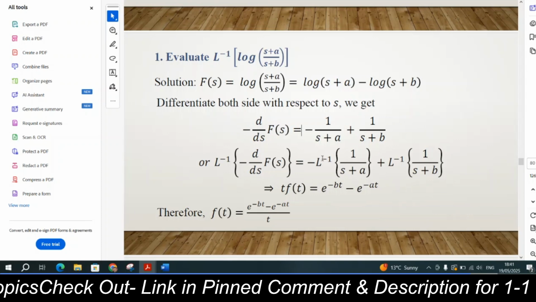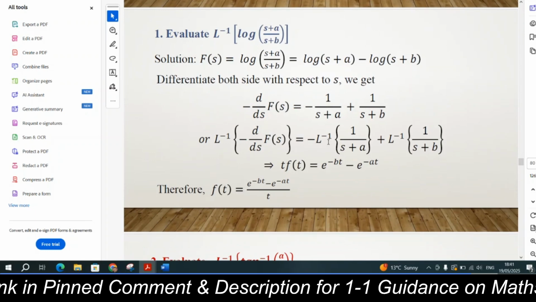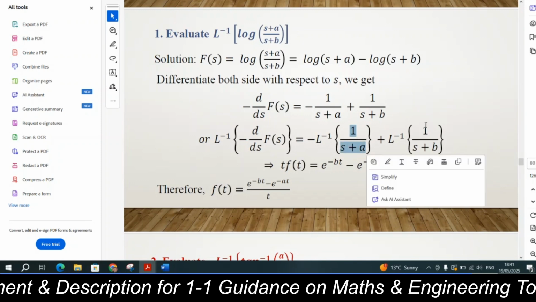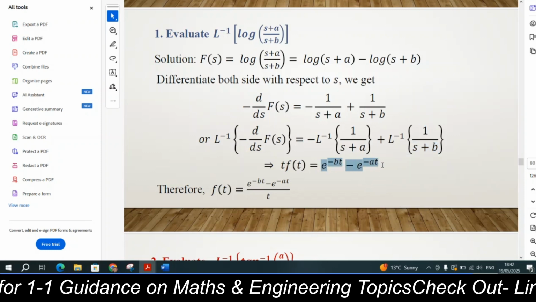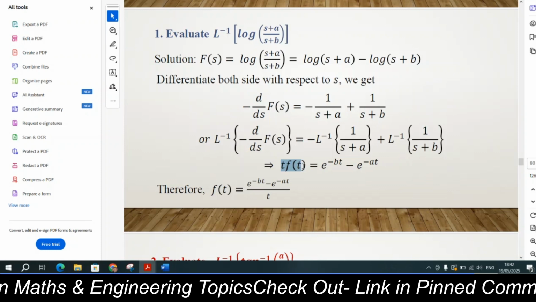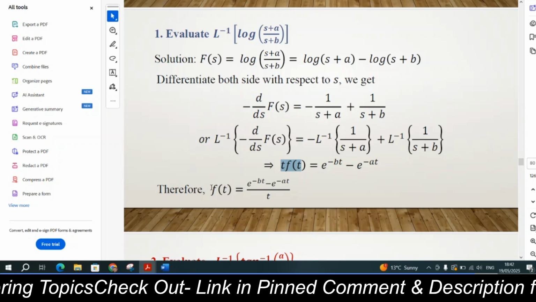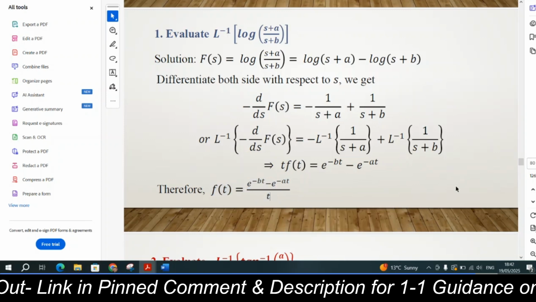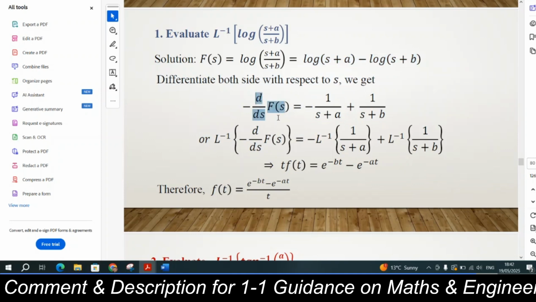Okay, let's look at the problem. Inverse Laplace of log of s plus a upon s plus b. Because it is log of s plus a upon s plus b, it can be written as log of s plus a minus log of s plus b. We can take the derivative of this. The negative derivative will be minus 1 upon s plus a plus 1 upon s plus b. The inverse Laplace of this is minus inverse Laplace of 1 upon s plus a, which becomes e raised to minus at, and 1 upon s plus b becomes e raised to minus bt. So this becomes e raised to minus bt minus e raised to minus at, and we know the formula of this is actually t into f of t.